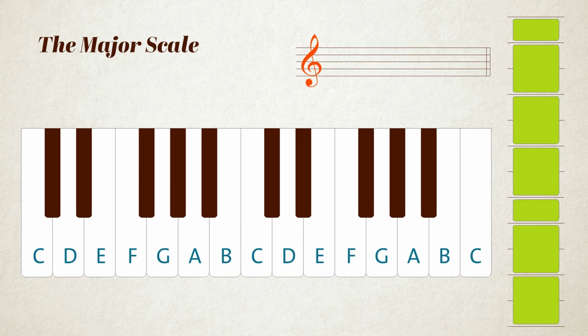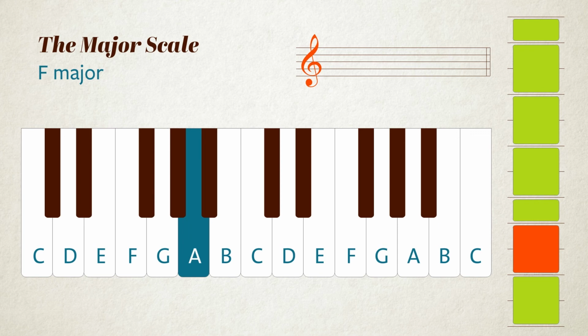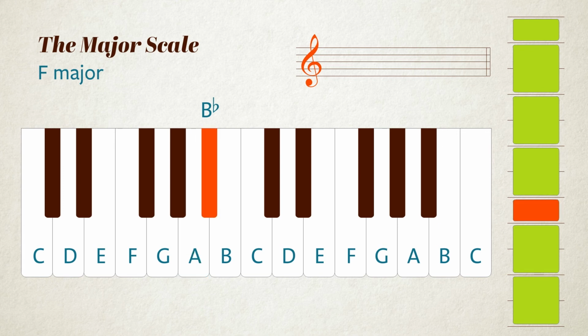Here's another example. Starting on F this time, let's keep to the same tone-tone-semitone, tone-tone-tone-semitone sequence and see where that takes us. So, F to G is a tone, G to A is a tone, and now we need a semitone. So going up to B would be too far. We need to go up less than that, to this note. That's a B flat. A B that's lowered a semitone. If we play B flat, we'll go up a semitone from A, and that means we're all set to go up a tone from there to C.